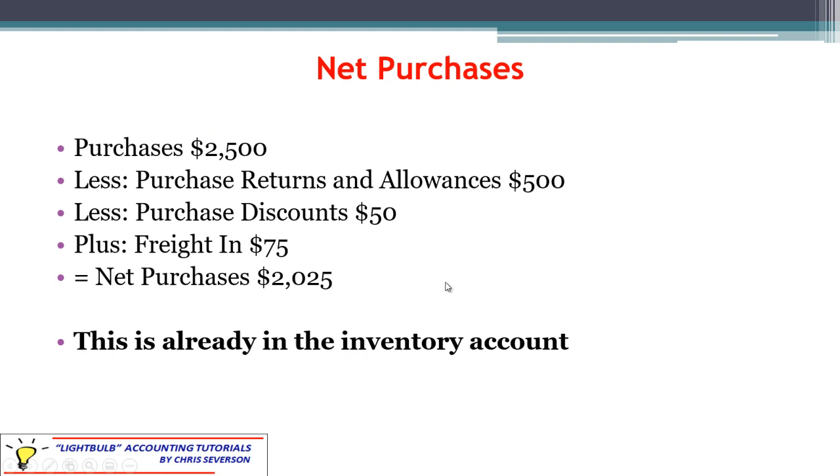We could still calculate net purchases, but it wouldn't serve nearly as much of a purpose because this amount is already in the inventory account. There's no need to report it separately. There's no need to do this calculation to see what's going on. We don't need to make a journal entry because we've already been making the journal entry to the inventory account.